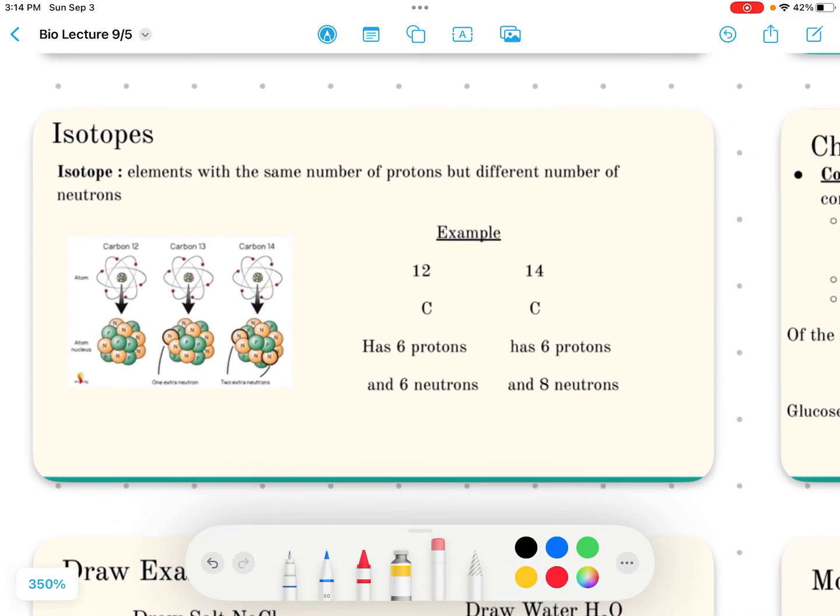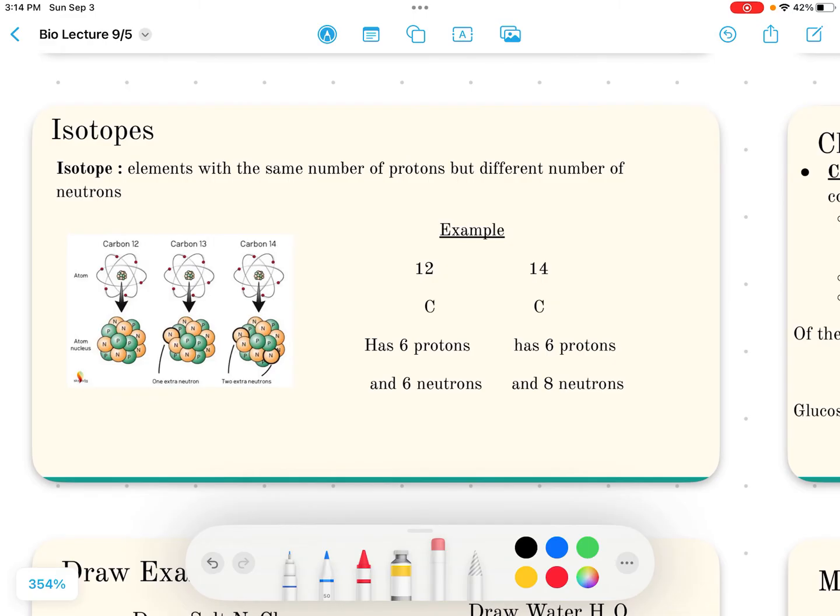Okay, now let's talk about something called isotopes. Isotopes are interesting because they're elements with the same number of protons, but they have a different number of neutrons. So this is going to give us a different type of mass for this same element. That's why when we talk about the atomic mass, it's just the average of all of the different types of that atom. Because some can weigh more and some can weigh less.